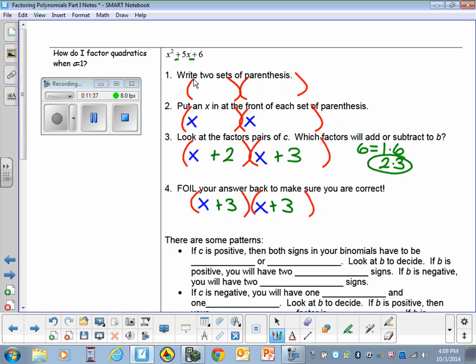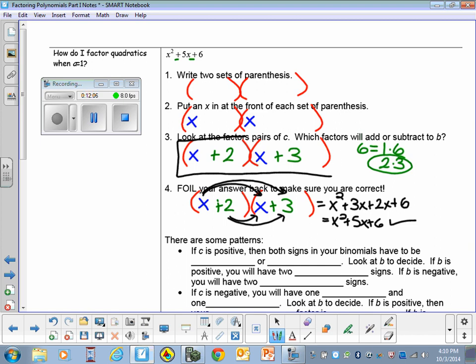Now the thing with these problems is you really need to FOIL back and make sure you've done it correctly. So x times x is x squared. X times 3 is 3x. X times 2 is 2x. And 2 times 3 is 6. So this will be x squared plus 5x plus 6. I've done it right. This is my answer right here.